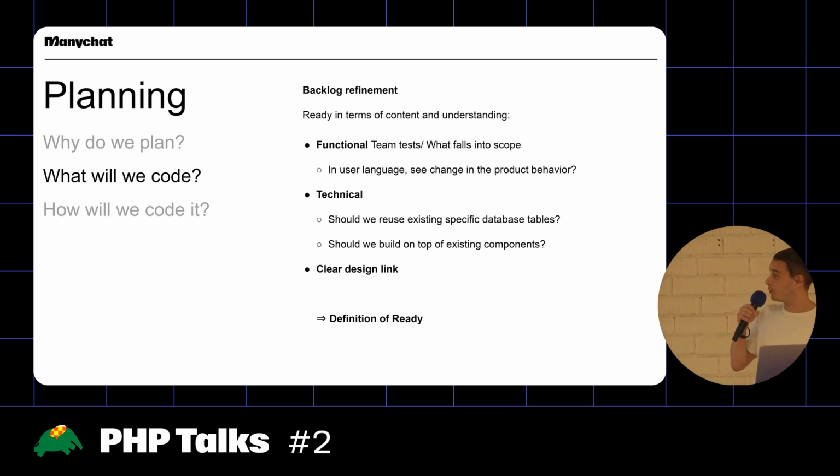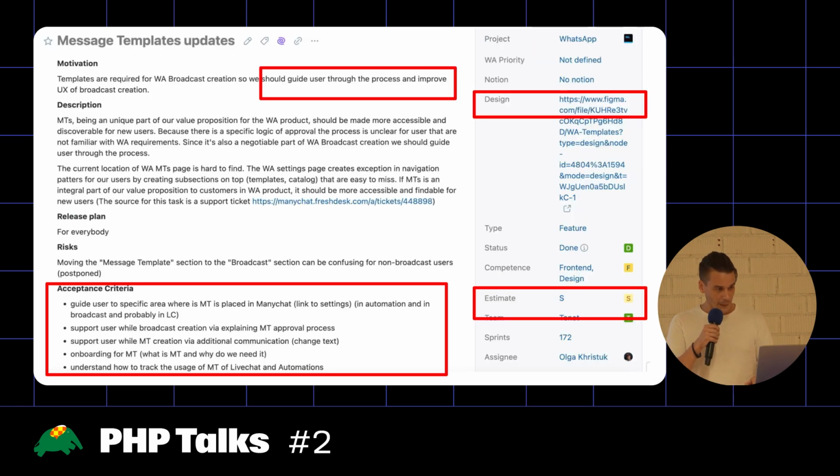And then also, on a technical level, maybe you want to use some database tables, maybe you want to build something on top of existing components. It should be written down in the backlog refinement. And last but not least, we have a clear design link that shows what this looks like in the product. And then we come to our first contract that we adhere to in the company, and that's our definition of ready. Once an item, a task, has gone through this process, it's deemed as ready, and we can send it to the teams to start working with it.